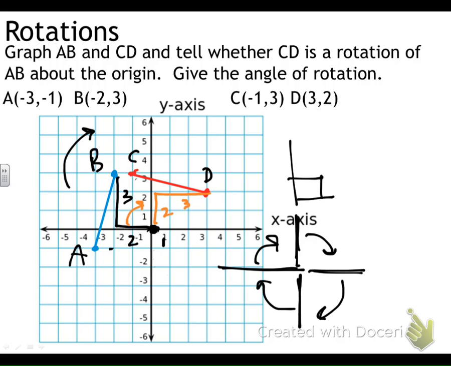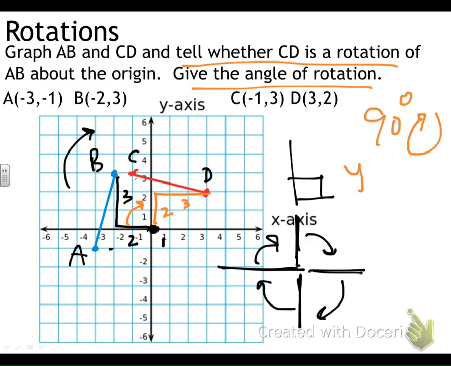So to answer the question, give the angle of rotation: the rotation is a 90-degree rotation clockwise. And tell whether CD is a rotation. So yes, this is a rotation, a 90-degree rotation clockwise. If any of these points did not match up, the 2, 3 pattern or the 1, 3 pattern for the A and C point, if they don't work out, then you would say no. But it did work out perfectly, so you say yes. That's pretty much the lesson.